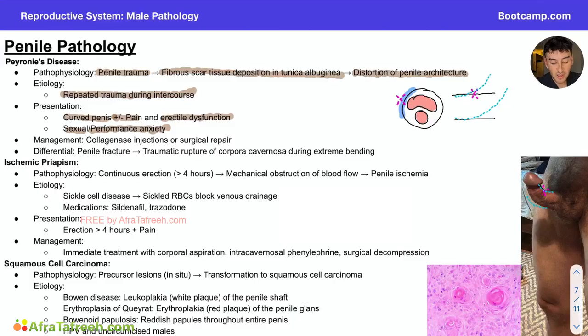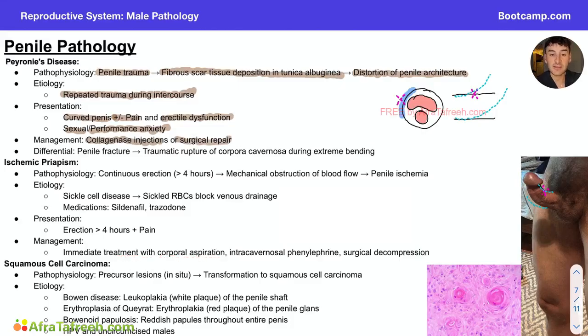Now, in terms of our treatment here, we can use collagenase injections to actually get rid of the scar formation that has occurred here. So it's like an enzymatic reaction. You inject the collagenase and hopefully it's going to break up that scar tissue. You can also decide to do this surgically. So you can go in and surgically remove that scar tissue in the hope to remove that bend in the penis caused by that scar tissue deposition. So in terms of management, collagenase injections, surgical repair.